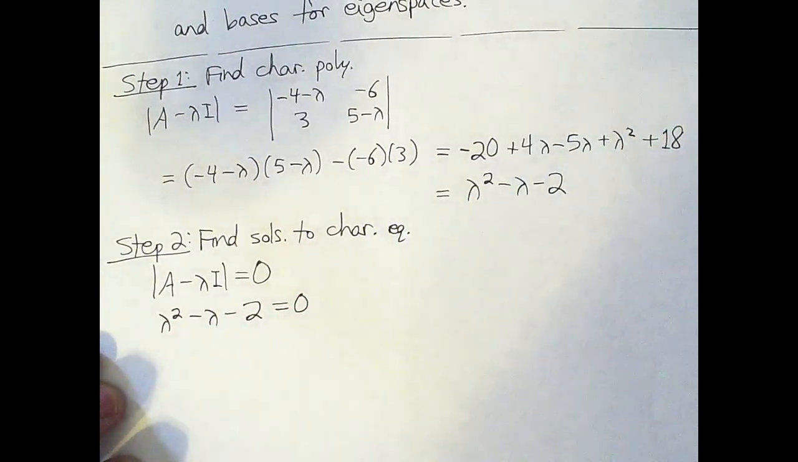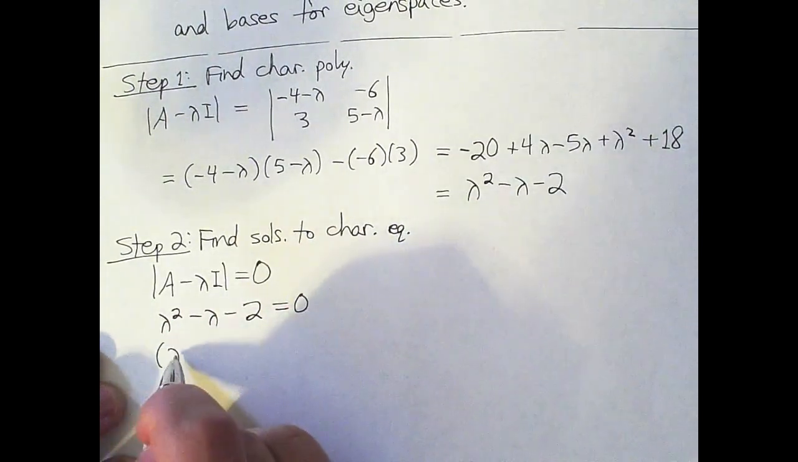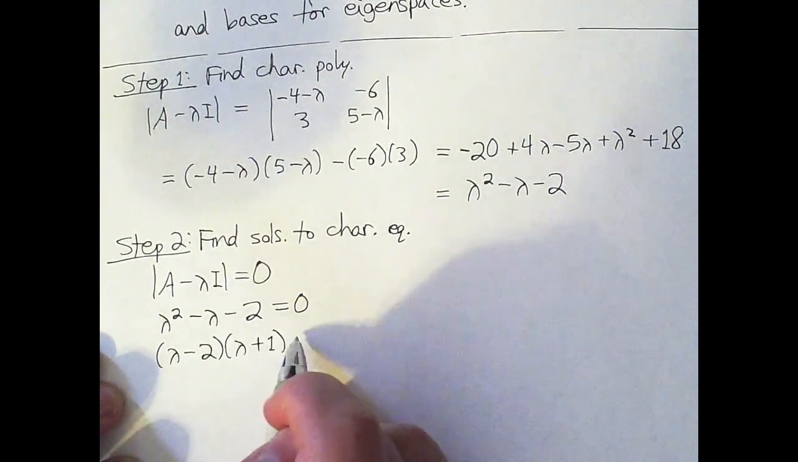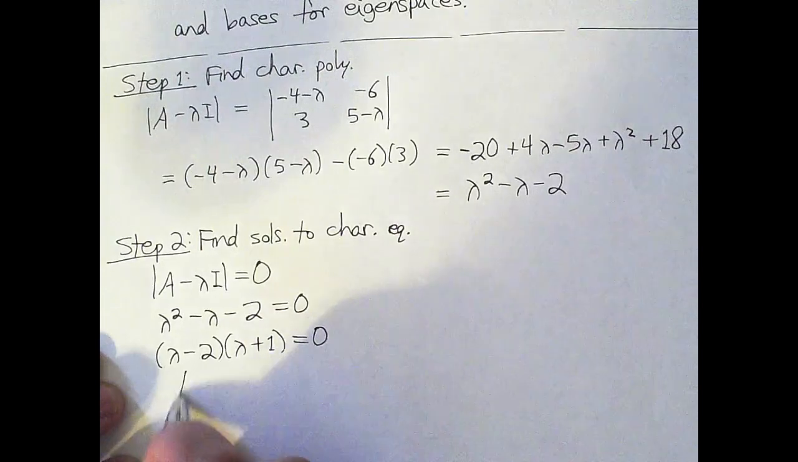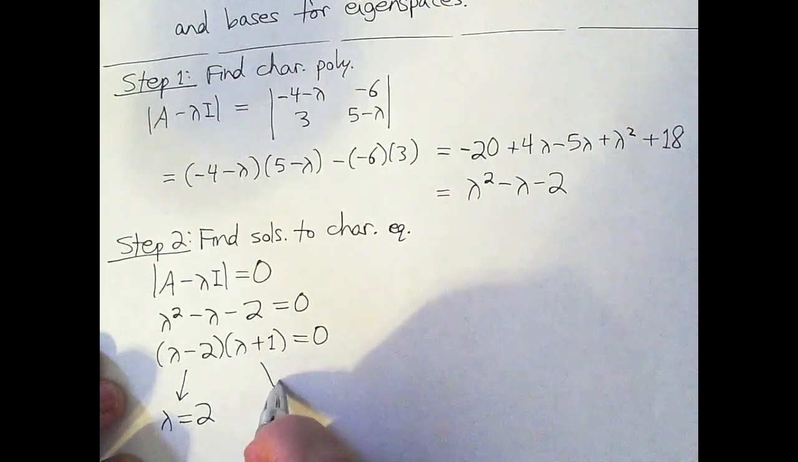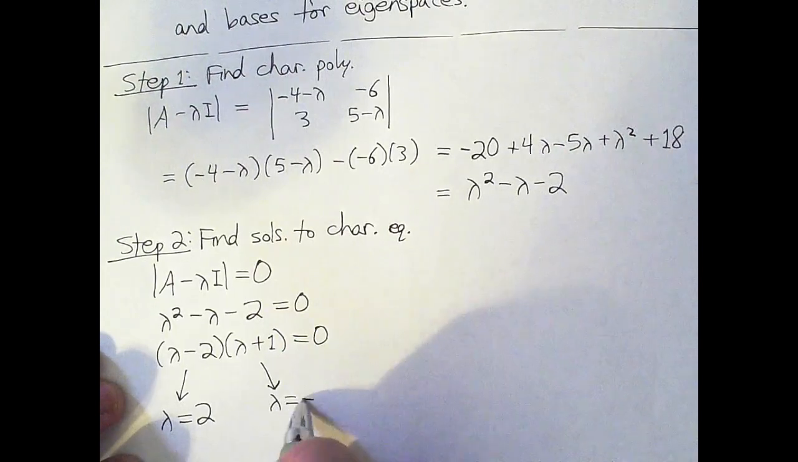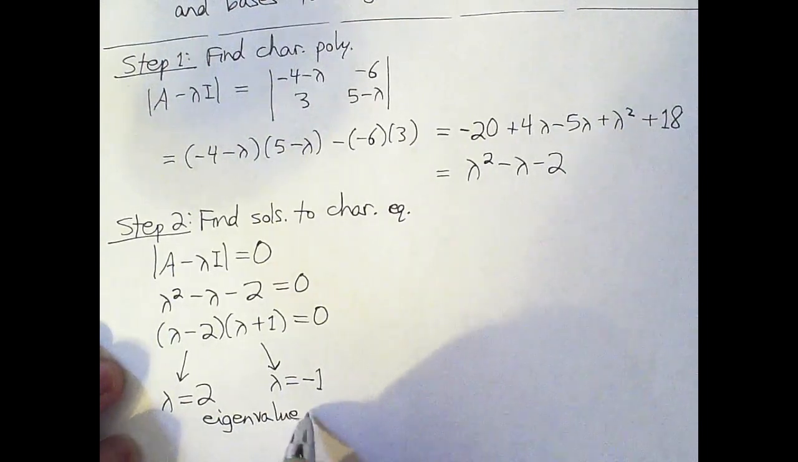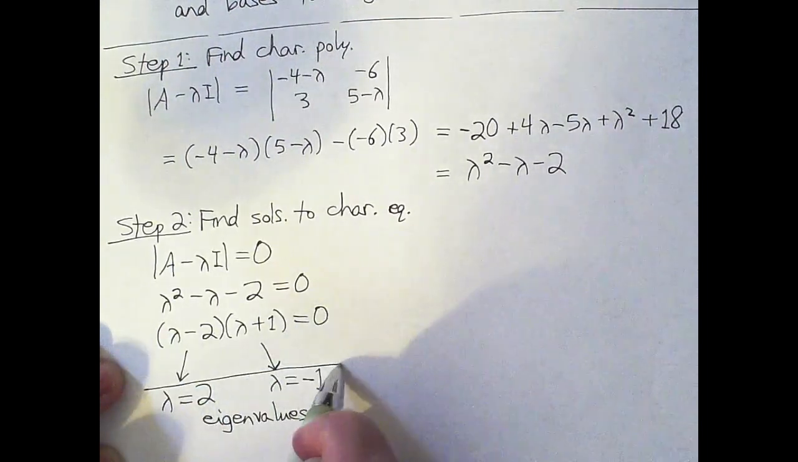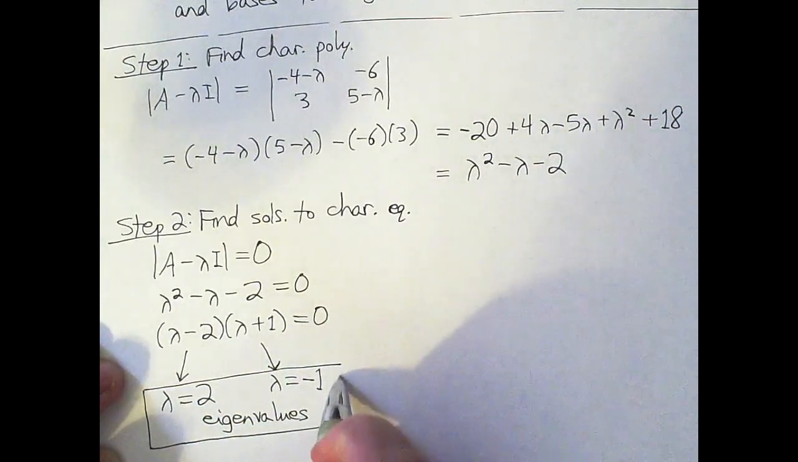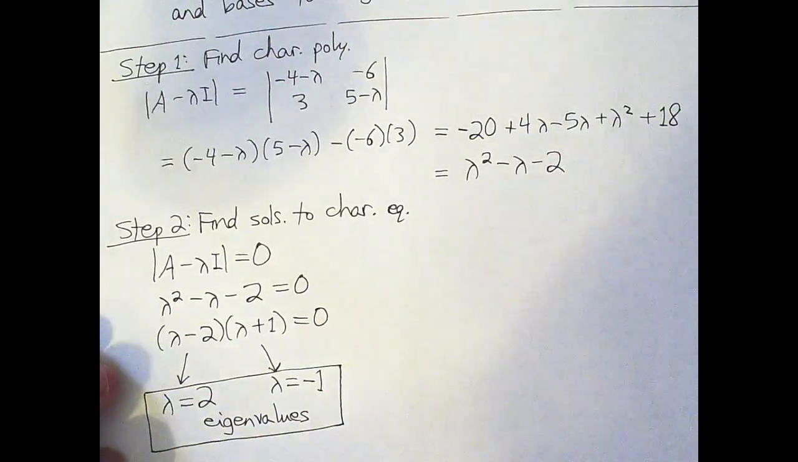So set it equal to 0. It factors. And I think we get 2 eigenvalues. So I found lambda equals 2 and lambda equals negative 1. And I'm just going to indicate that these are eigenvalues and put a circle around it or a box around it, because that's part of my answer to the problem. And it's the end of step 2.